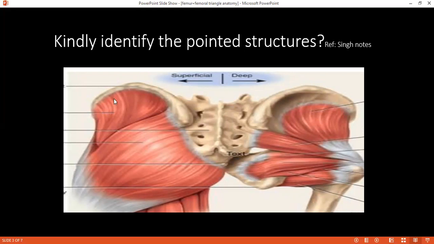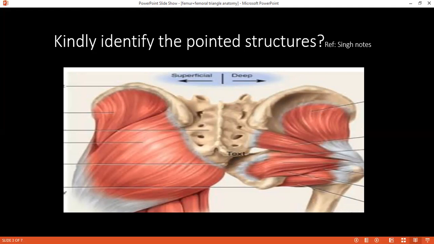If you can identify these muscles which are in the superficial region, which could this be? Gluteus maximus and medius. All right, which one is this? Gluteus medius. Right, if you can identify this muscle over here. Gluteus minimus. Okay, moving on to the deep muscles.